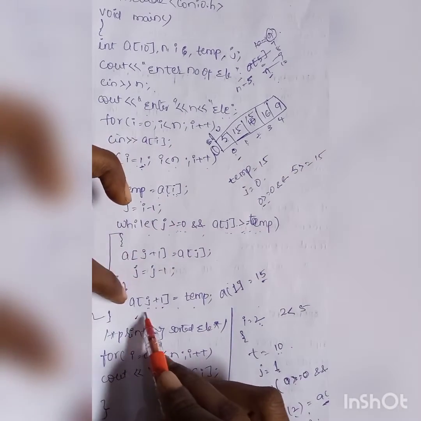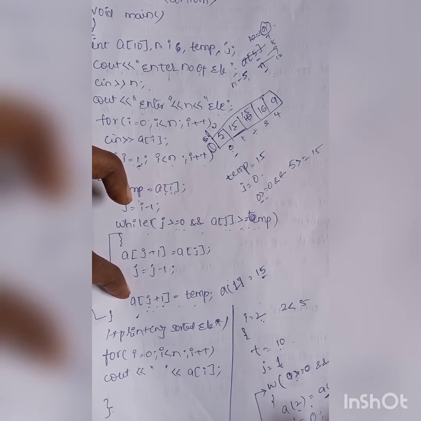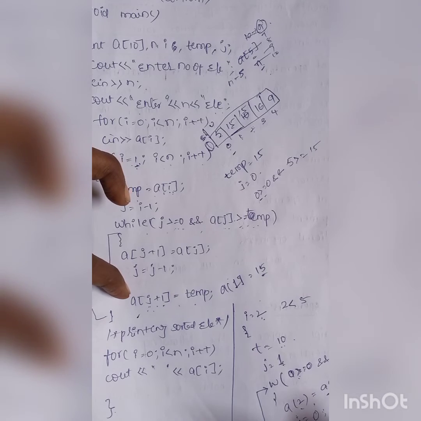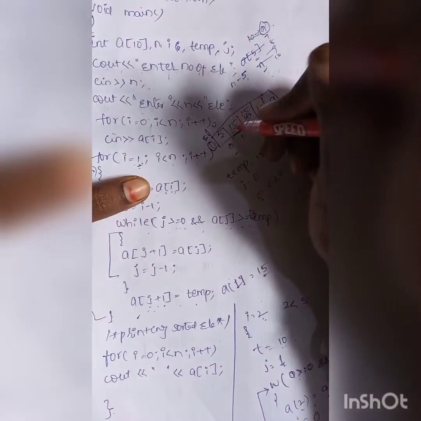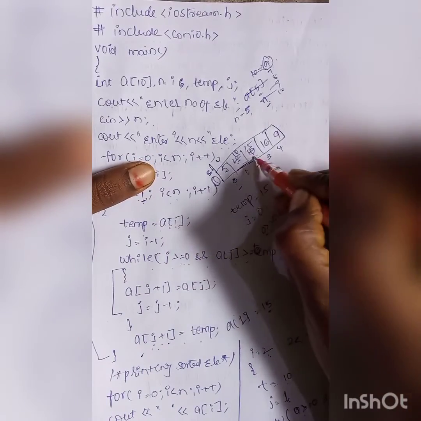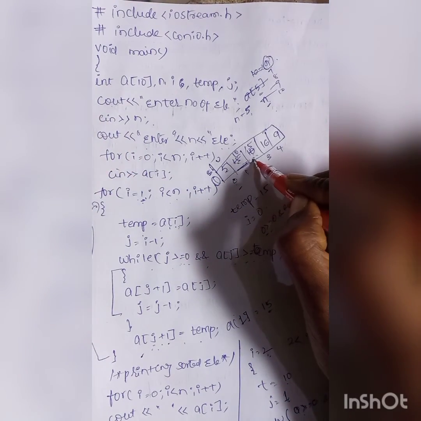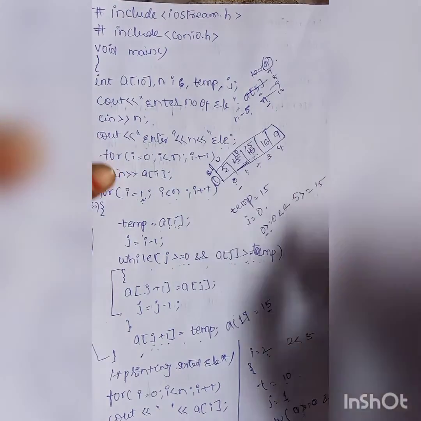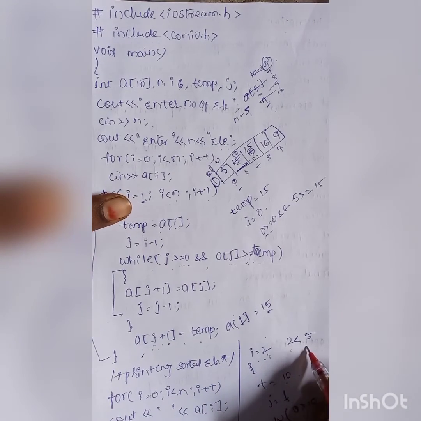Now a of j plus 1. What is j? First it was 1, now it became 0. 0 plus 1, that is 1. a of 1 is equals to temp. What is in temp? 10. Now what got stored into a of 1? 10 got stored. Clear? Were the values swapped? Is it clear? That means the 3 values are interchanged. Now this is a loop running with I is equals to 2, 2 less than or equals to 5.